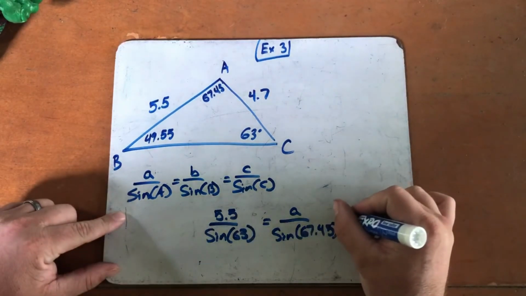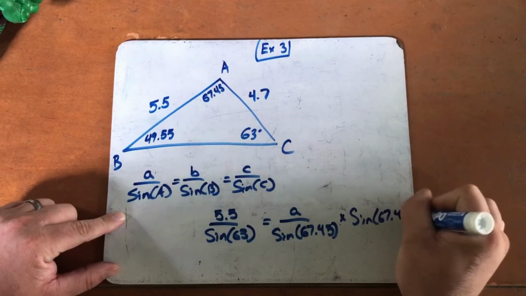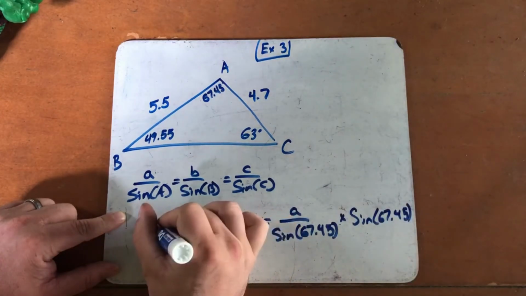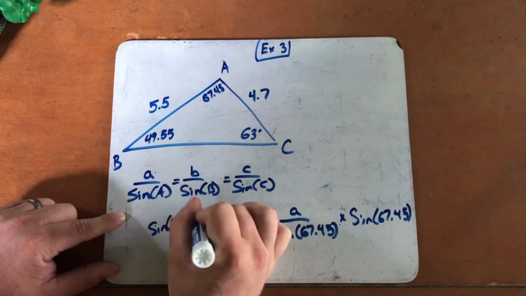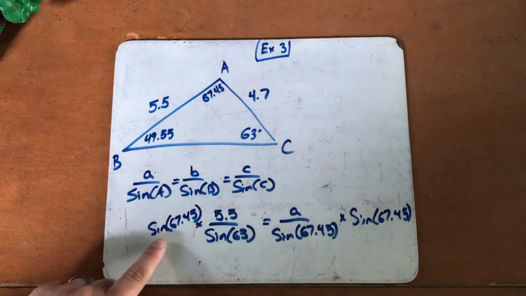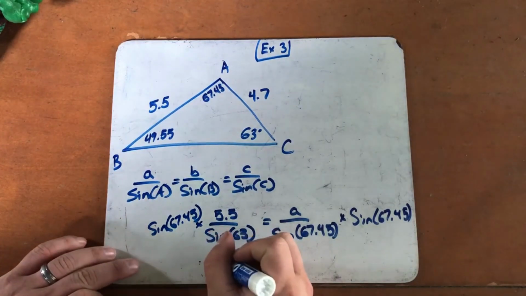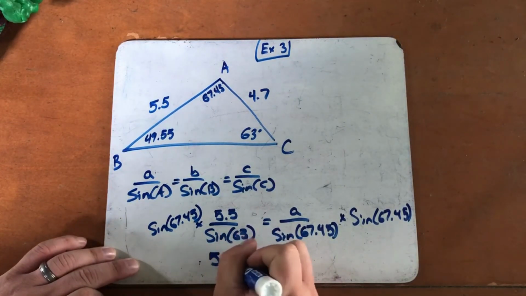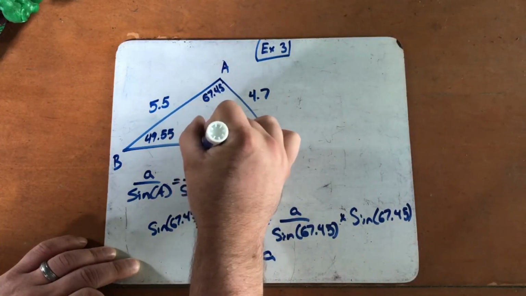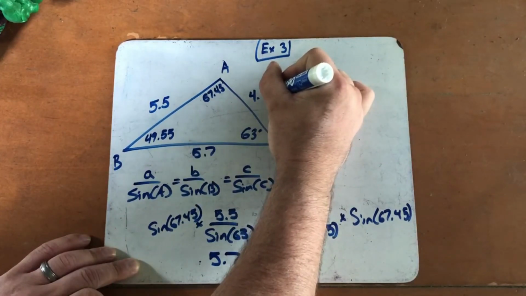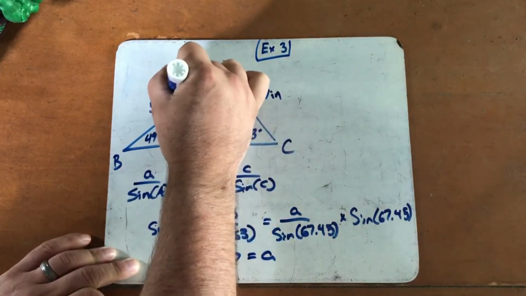All right, so if once again I multiply by the sine of 67.45, multiply this side by the sine of 67.45, and I do the sine of 67.45 times 5.5 over the sine of 63, and this is 5.7 equals side A. So this side A is 5.7, and if this was in inches, then they all would be in inches.